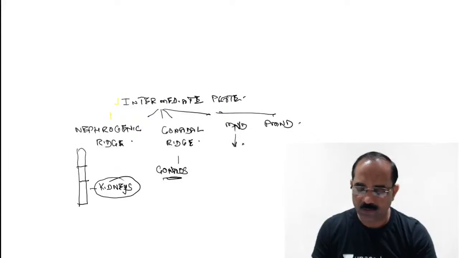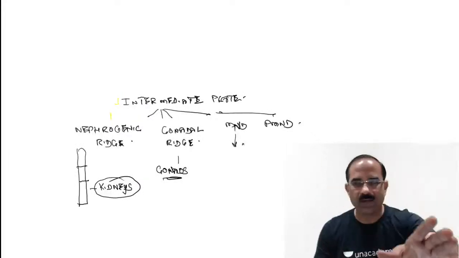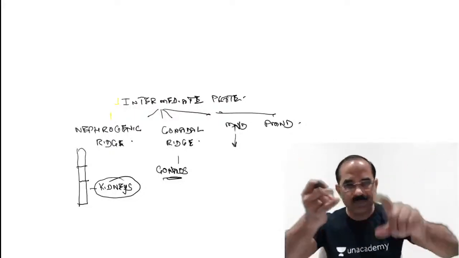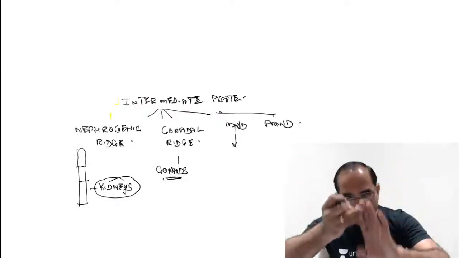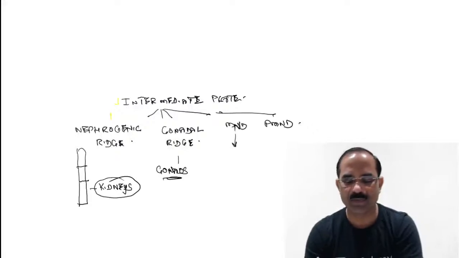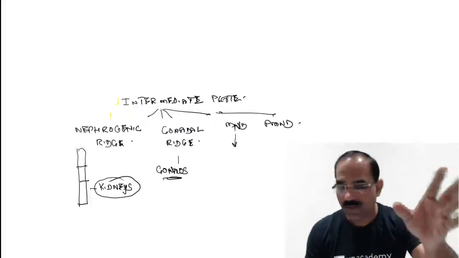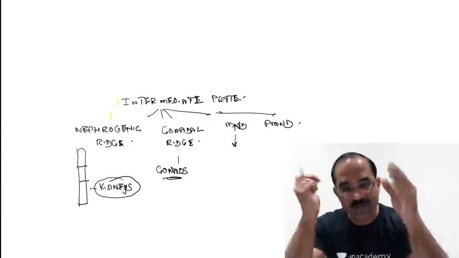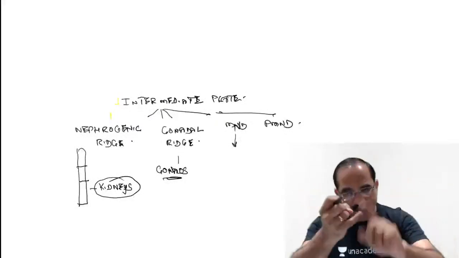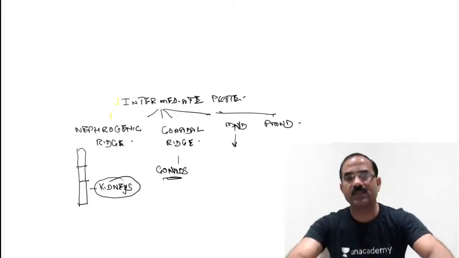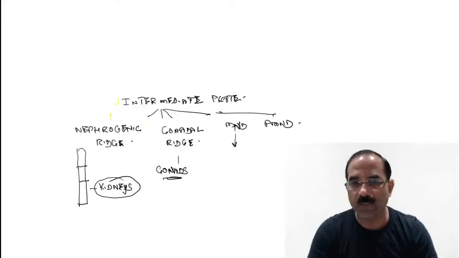The mesonephric duct forms the genital system of males. What does the mesonephric duct form in males? It forms the epididymis, the vas deferens, the seminal vesicles, the ejaculatory duct, and the prostate. You have to know all this. These things are very important. They are asked in the MCQs.